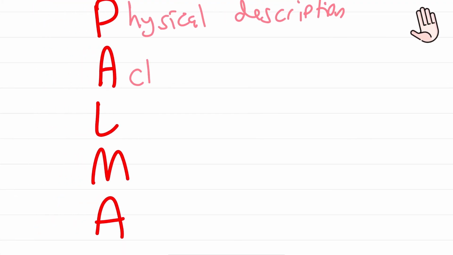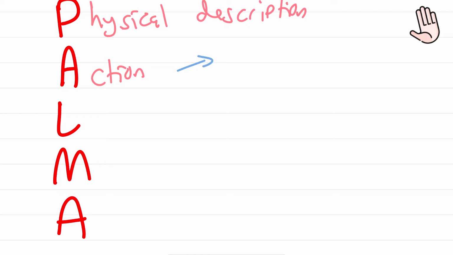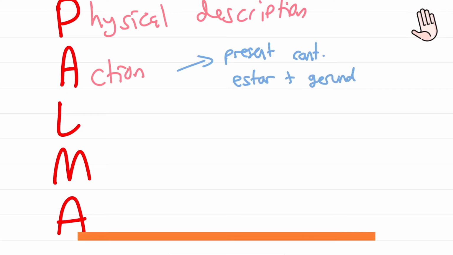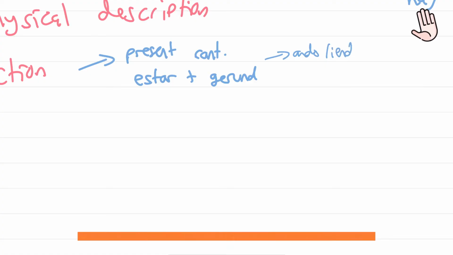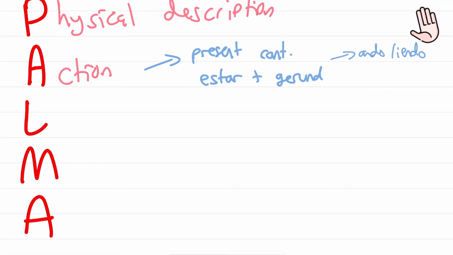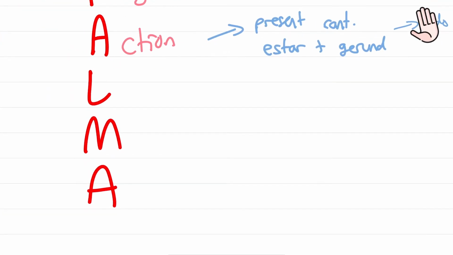Then the A is for action, what's happening and what the people in the photo are doing. Here we're going to use our present continuous tense. So for example, estoy hablando, I am talking. That is our present continuous tense. We have estar plus the gerund, that word ending in ing, which ends in either ando or yendo in Spanish. So for example, they're smiling, they're talking, they're running, etc.